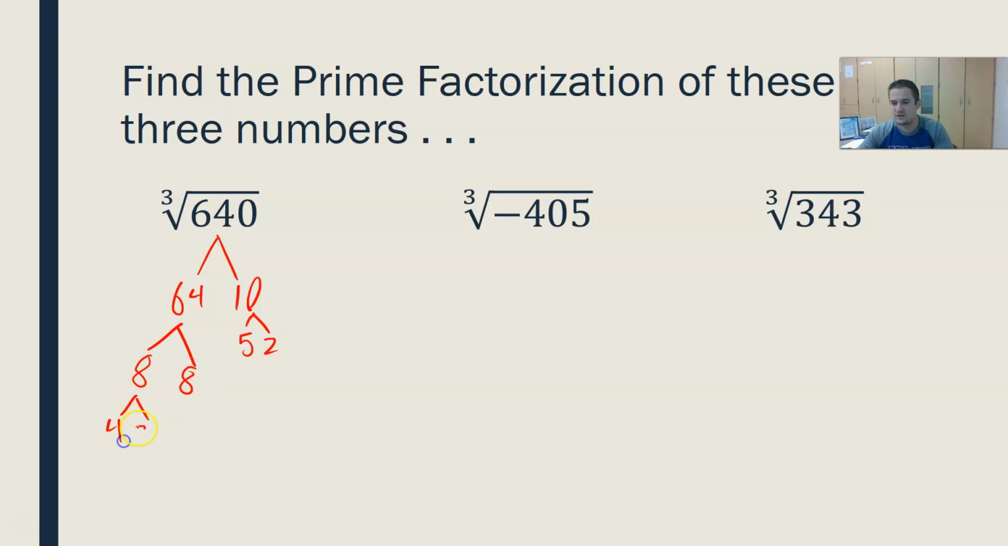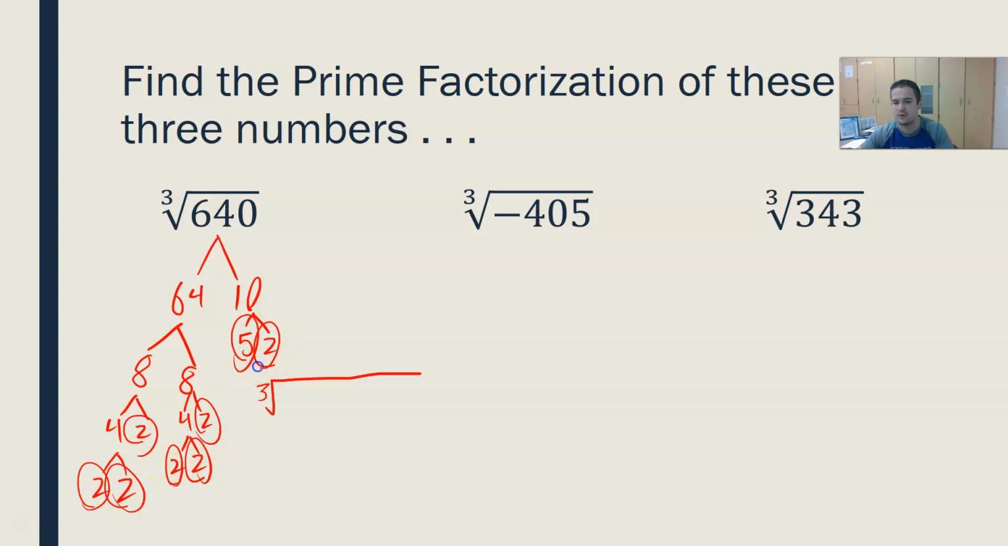8 is 4 times 2. 8 is 4 times 2. 4 is 2 times 2. 4 is 2 times 2. This one has lots and lots of prime factors. So if I write all of those prime factors underneath the cube root number prison, I have one 5, and I have 1, 2, 3, 4, 5, 6, 7 2s.